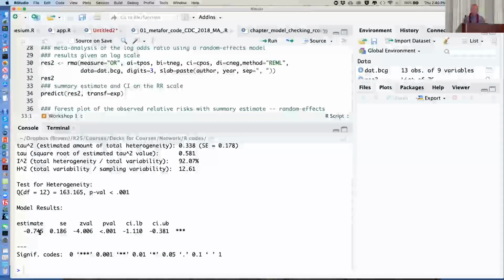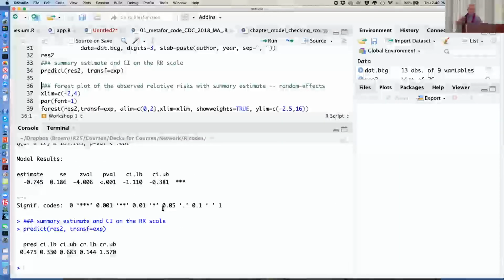Here is our model estimate. Again, this is on the log odds scale. So our estimate is 0.745 with a standard error. And here are our confidence limits, and it's highly significant. All right. So that's how you do the analysis. Now we're going to actually predict these.